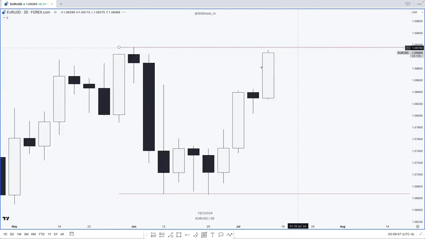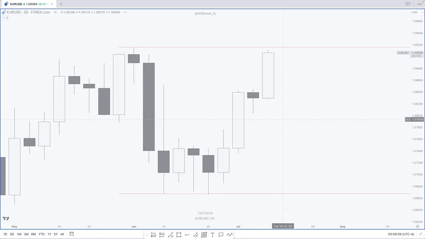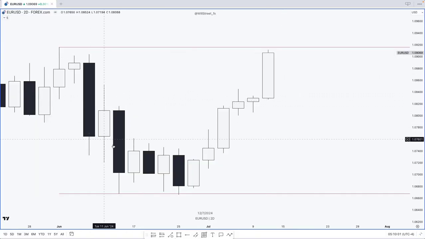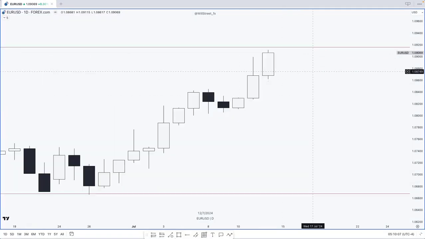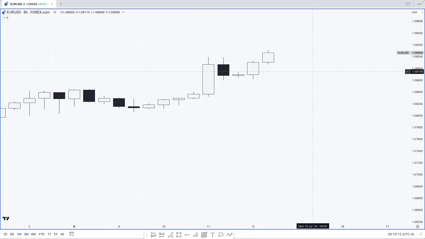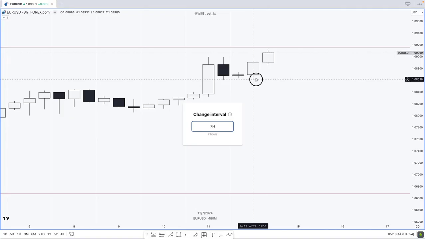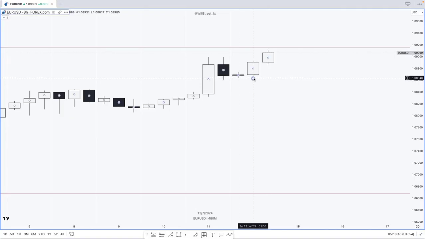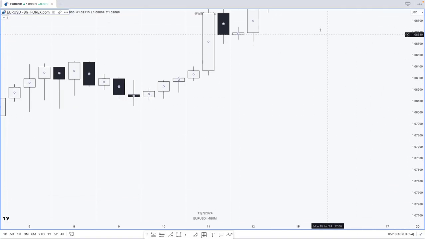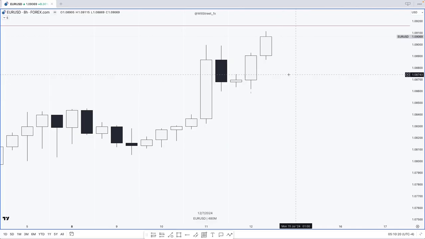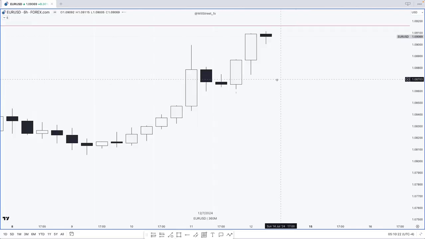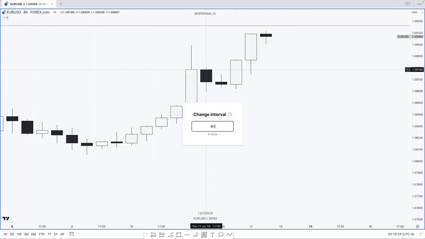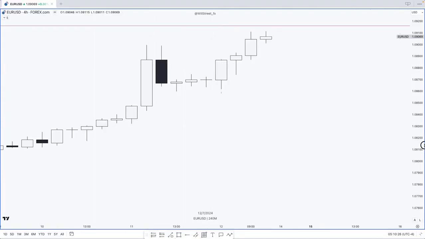Okay, so let's refine. 3 days, we don't see anything, because everything is mitigated here. We are just looking here. Okay, nothing here. 1 day, nothing. 12 hours, nothing. 8, well, actually, yes. Look at this. Because this is a very small range, we are going to 6 hours and nothing. 4 hours, and look at this.